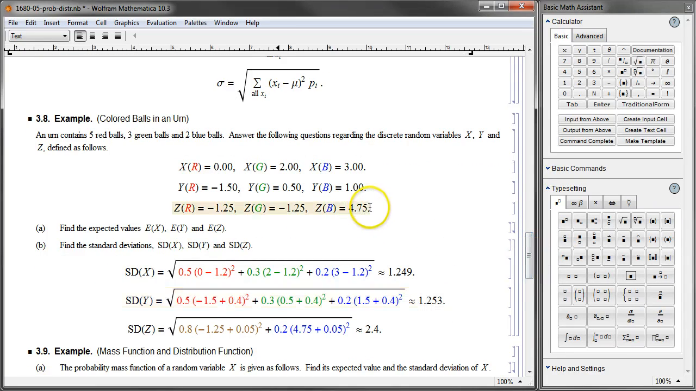How about the third random variable? We take the variance first, and then take the square root. First value, -1.25, so we get the deviation squared and the probability, red or green. And then deviation squared and the probability. Add them all up, we get the variance. Take the square root, and we get the standard deviation.